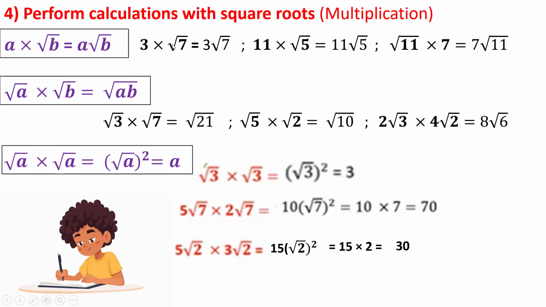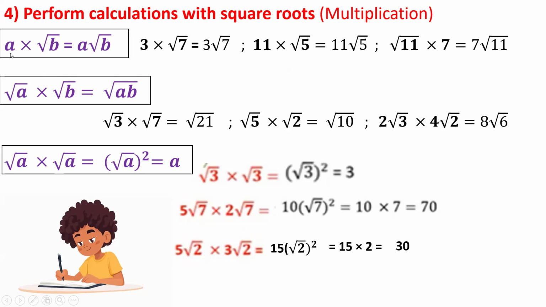For example, 3 times radical 7 is 3 radical 7. 11 times radical 5, we multiply, it becomes 11 radical 5. For example, radical 11 times 7 is also 7 radical 11.